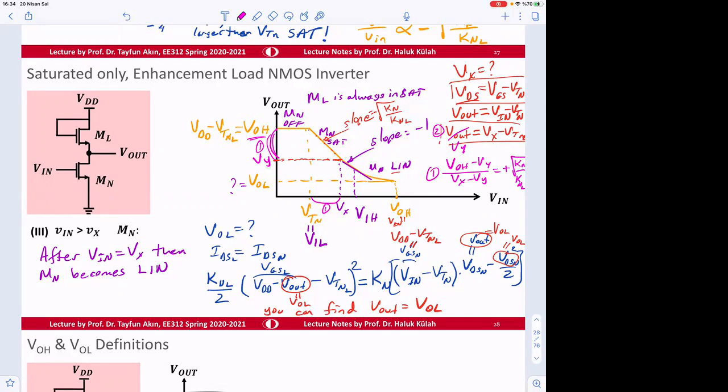Is that clear? Evet hocam, teşekkür ederim. Sure.